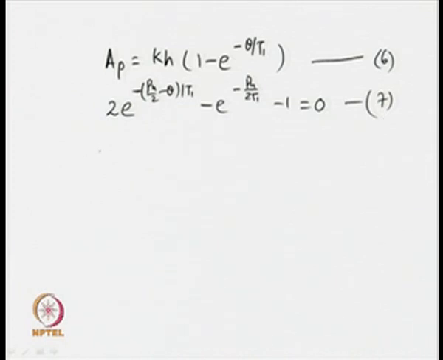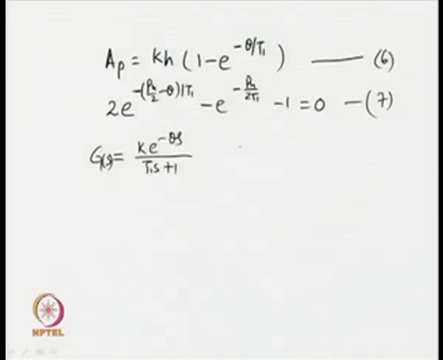Now, let us go back to the transfer function model, to see which parameters are to be estimated. So, G(s) is equal to K e to the power minus theta s upon T1 s plus 1. We have got 3 unknowns associated with this first order plus dead time model. Those unknowns are K, theta and T1. So, once you have got information about K, theta and T1, that means you have been able to identify the dynamics of the system accurately.